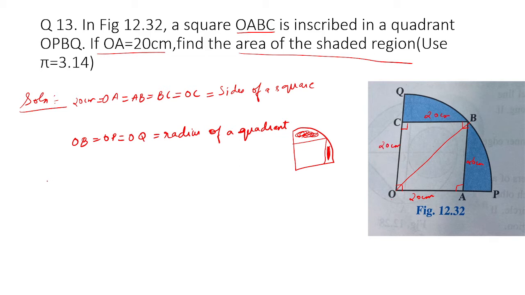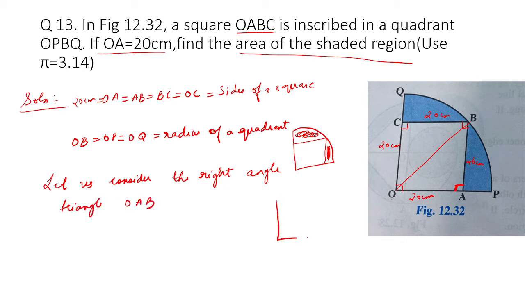So let us consider the right angle triangle. Why is it called the right angle triangle? It is called so because one of the angles is 90 degree. And how do we know that this is 90 degree? I've already mentioned that each corner of a square is 90 degree. So we are going to consider the right angle triangle OAB.